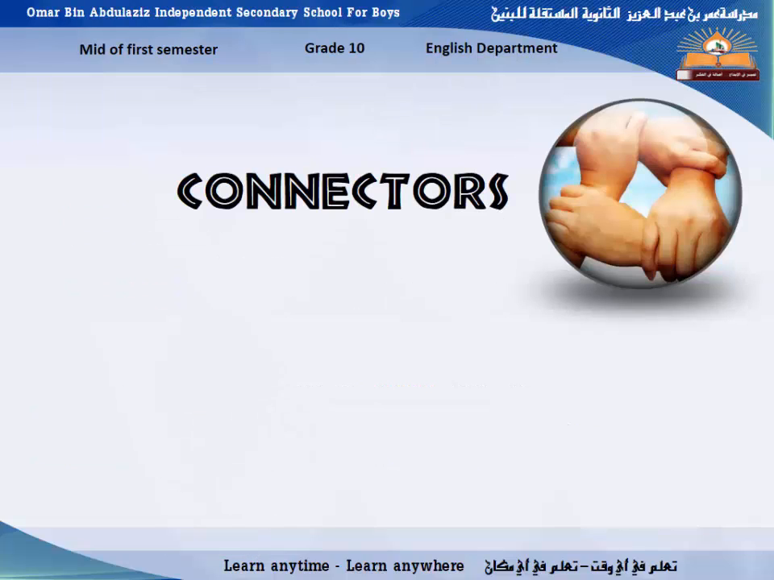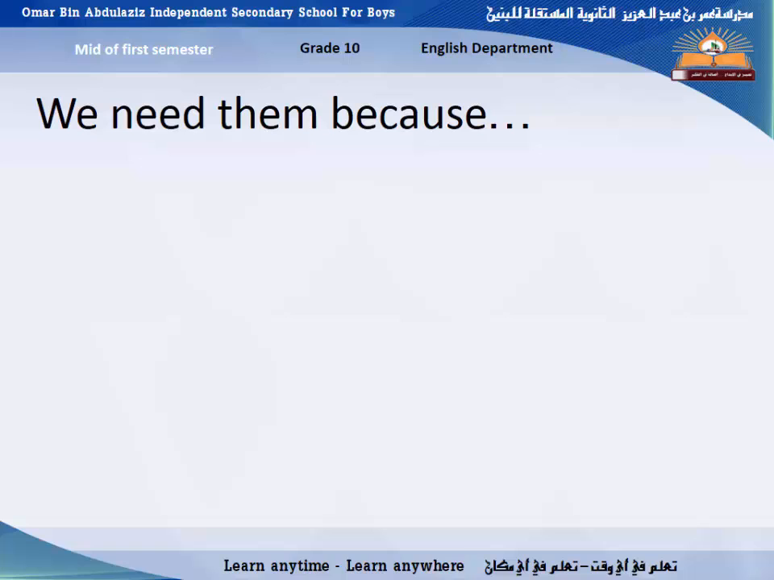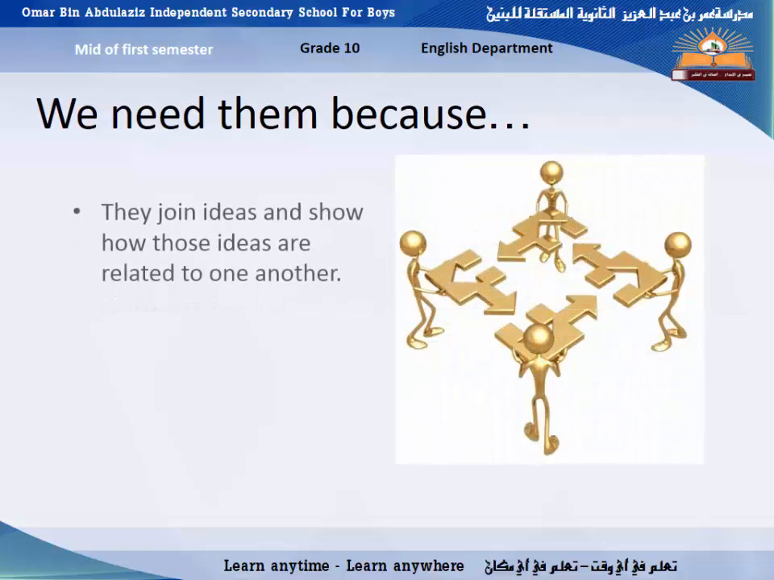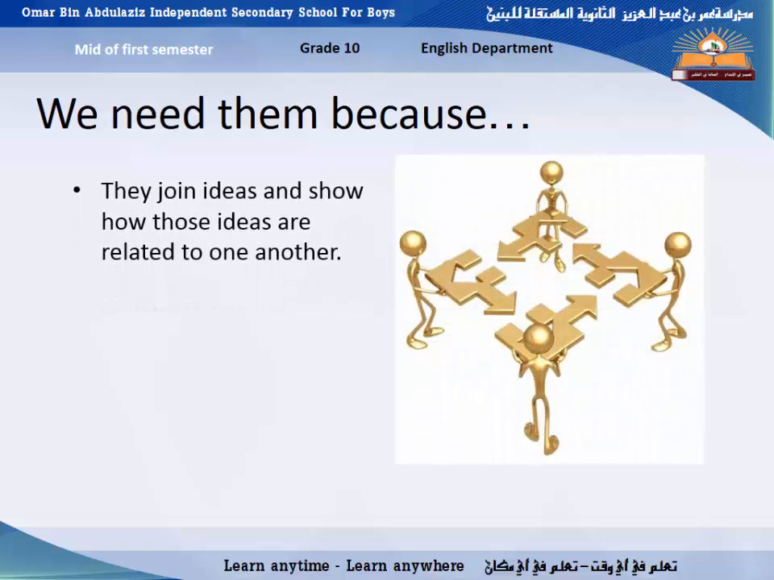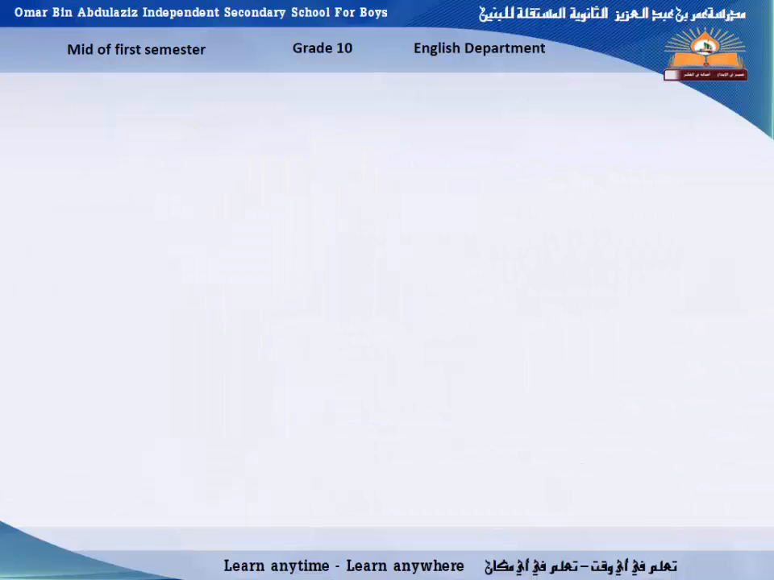The previous examples were talking about some words which are called connectors. What are they? And why do we need them? We need them because they join ideas and show how those ideas are related to one another. They help us organize our ideas. It's easier for the reader to follow.